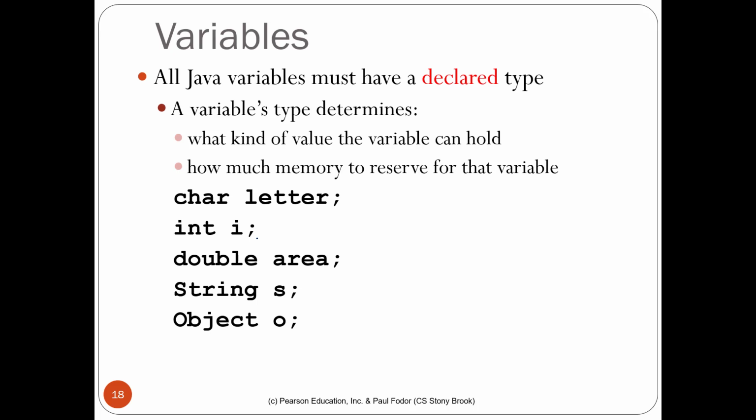So the variables must be declared with a type, and the variable type will determine what kind of values the variable can hold and how much memory it will need. That's something we are learning, right? It was not there in the previous slide.